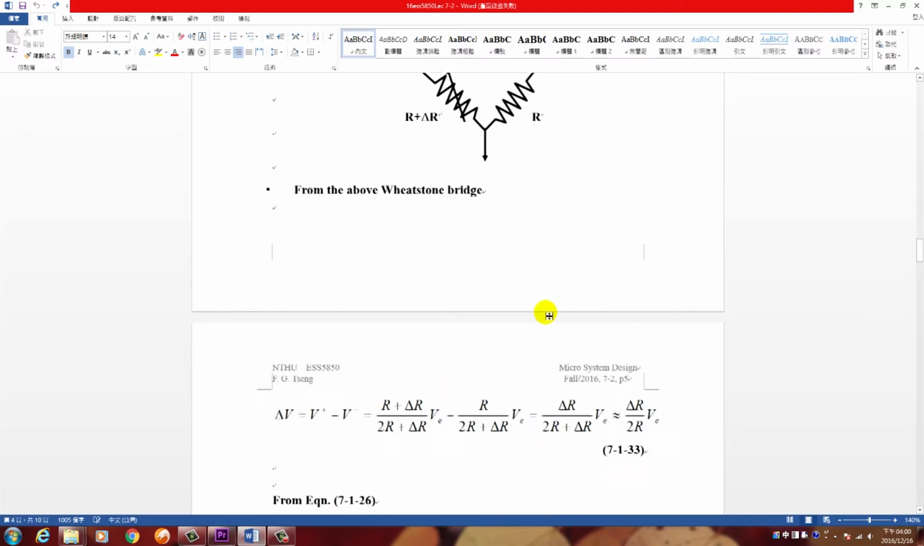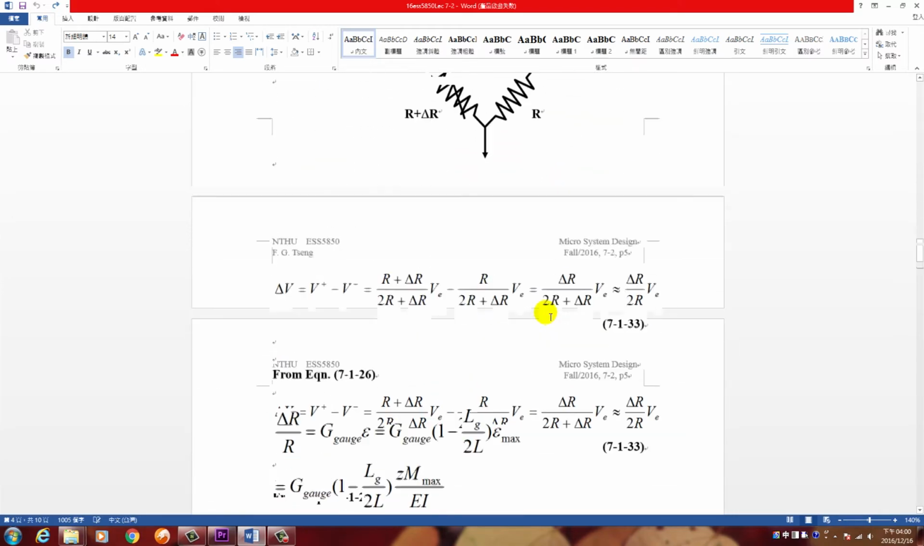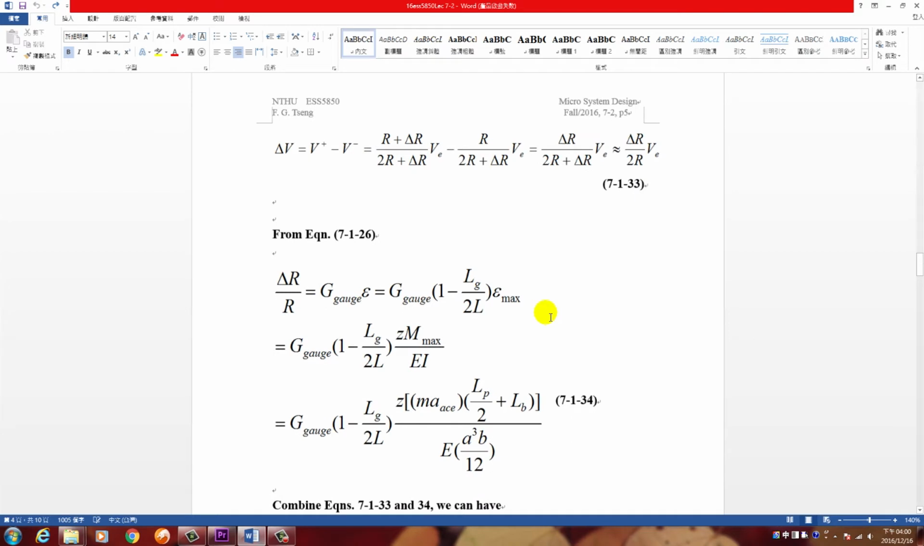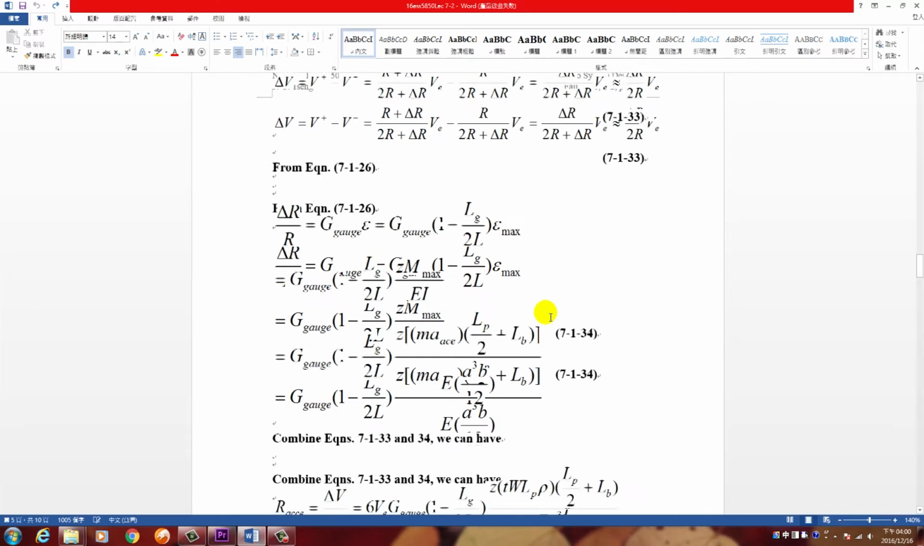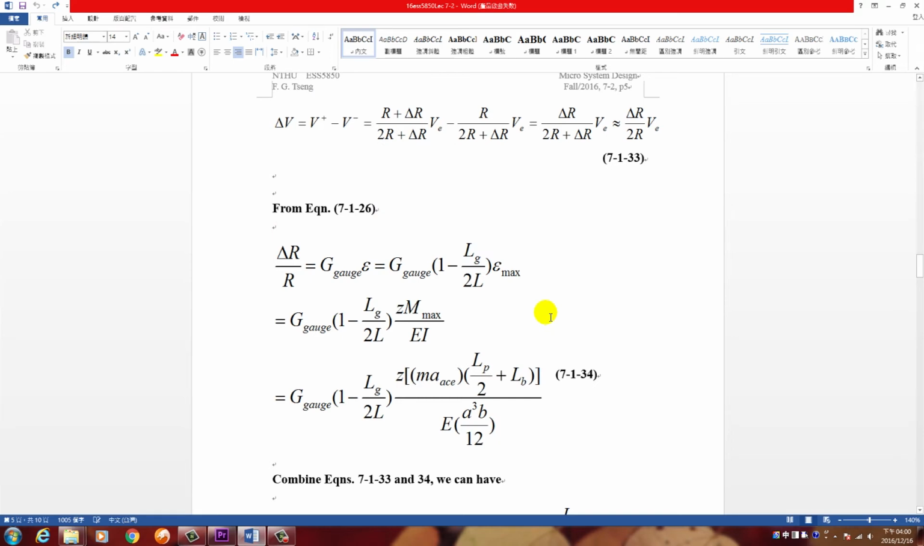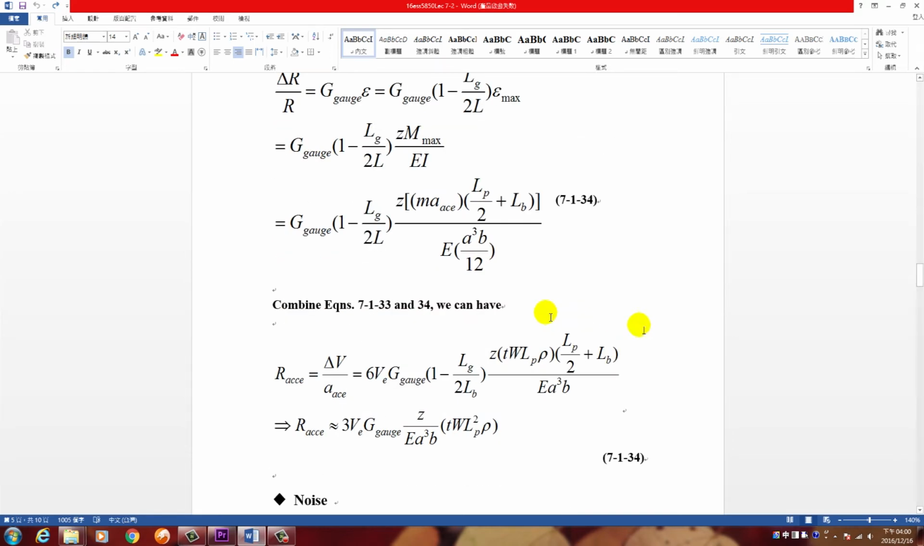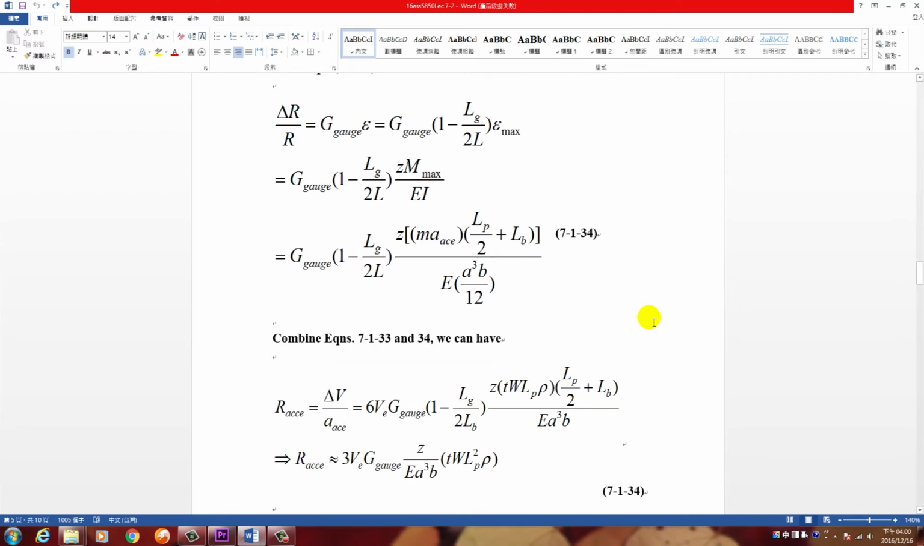The first group will be the input voltage. The second group will be the material property. The material property will be like your gauge factor, Young's modulus, and the resistivity. These 3 will be the material property. And the third one, the last one, will be the geometry parameter. Okay? So the rest, like Z, T, W, L, P, A, and B, can be grouped into the number 3 group. The number 3 group corresponds to the geometry of the structure.